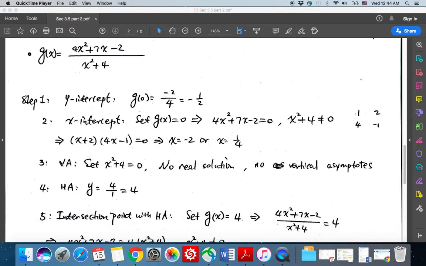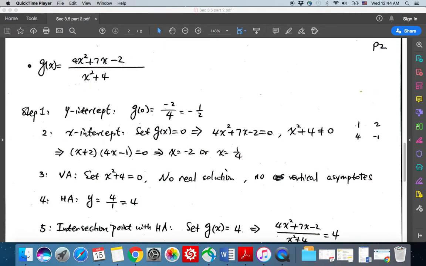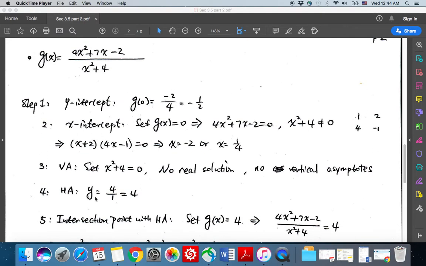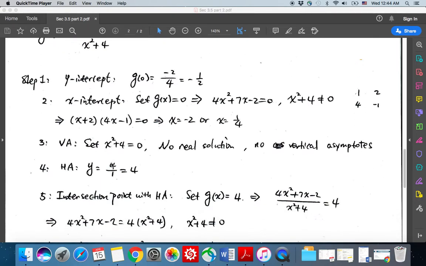Next, we're going to determine the vertical asymptote, if there's any, by setting the denominator equal to 0. As we mentioned earlier, for any real number, the denominator is not going to equal 0, so there's no solution for this. In this case, this rational function has no vertical asymptote. Next, we determine the horizontal asymptote. Because the numerator and denominator are of the same degree, the horizontal asymptote is y equals the ratio of the leading coefficients of the numerator and denominator. In this case, it is y equals 4.